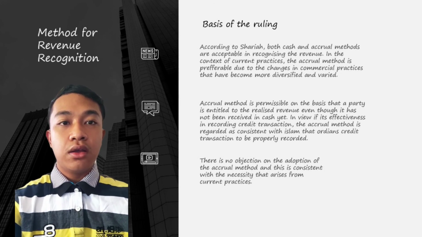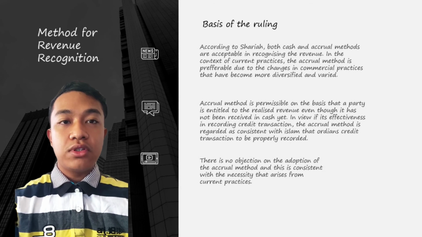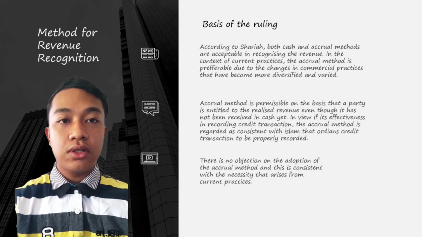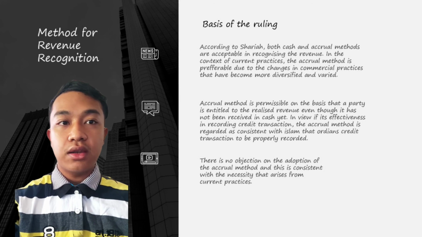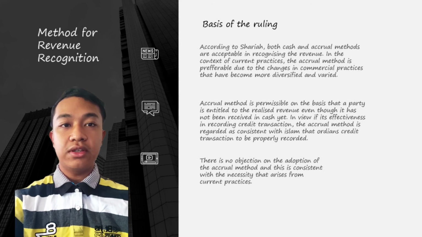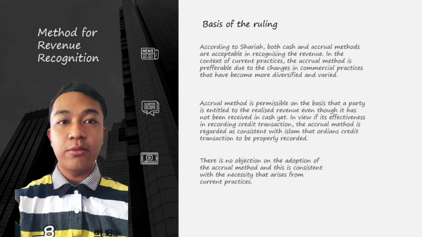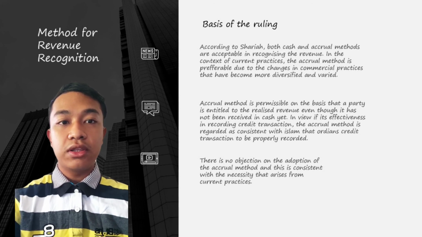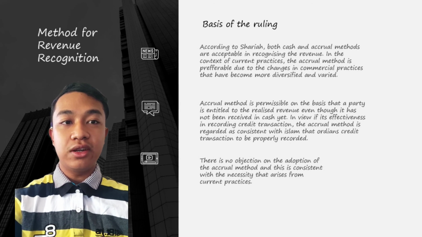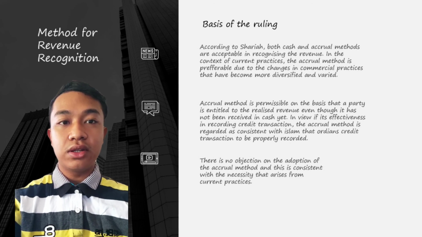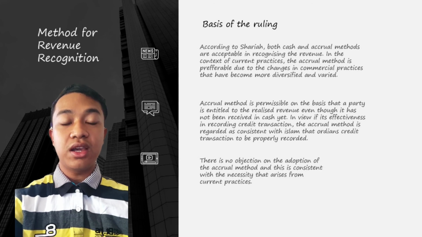01DIB20F1005. Method for revenue recognition. Basis of the ruling. According to Shariah, both cash and accrual methods are acceptable in recognizing revenue. In the context of current practice, the accrual method is preferable due to the change in commercial practices that have become more diversified and varied. The accrual method is permissible on the basis that a party is entitled to the realized revenue even though it has not been received in cash yet.